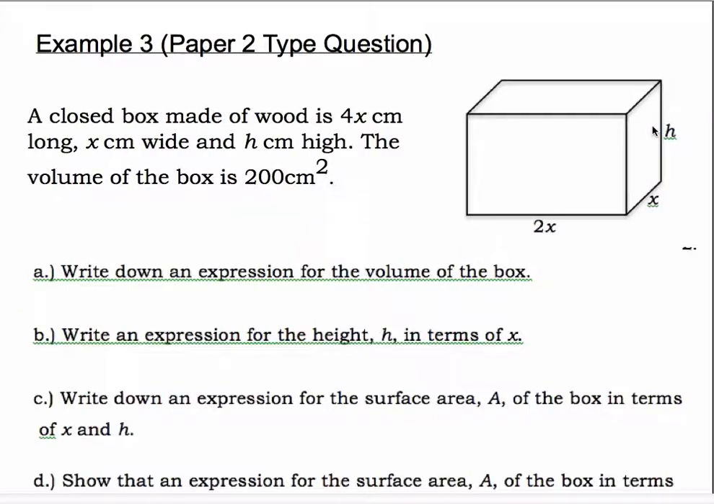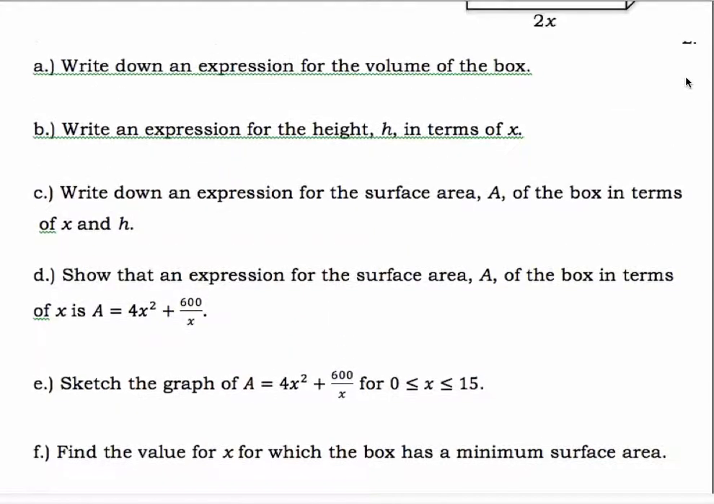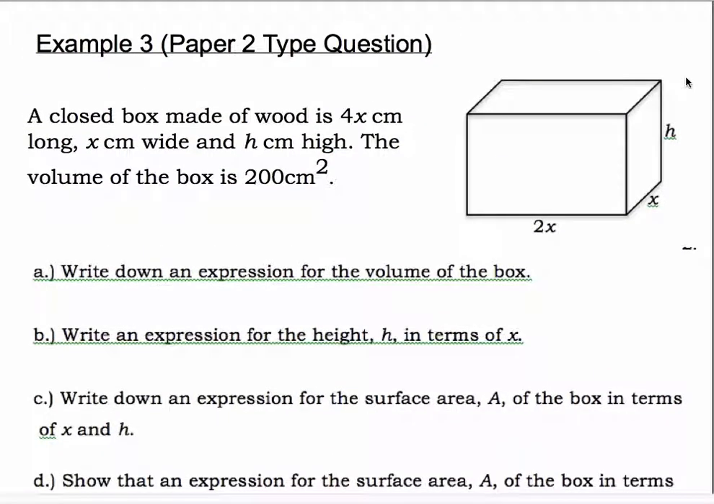Okay, in the next example, this is several steps. So we're going to do this one step at a time. Write down an expression for the volume of the box. So in this case, we've got the dimensions of the box are 2x, x, and h. So the volume equals 2x times x times h, which equals 2x squared h.